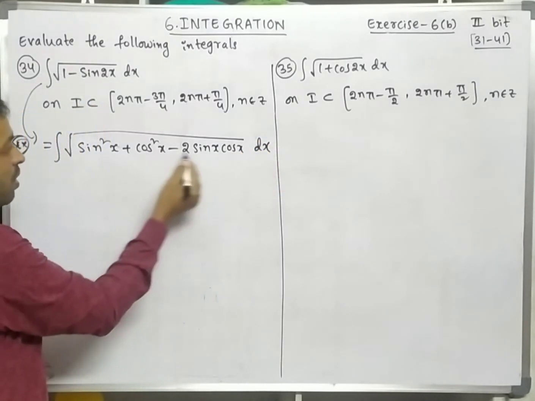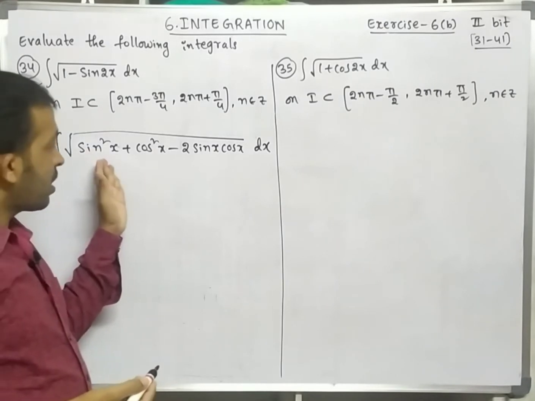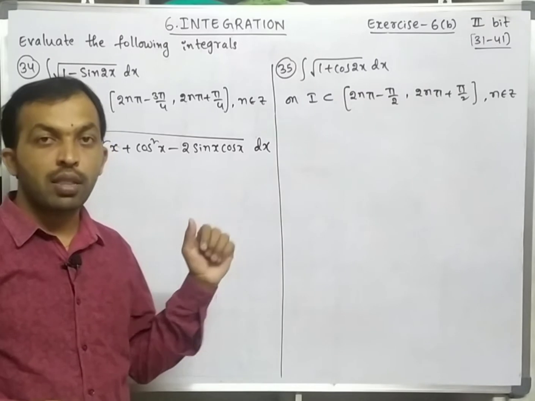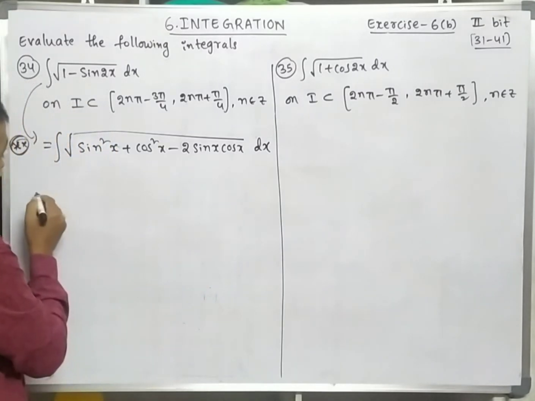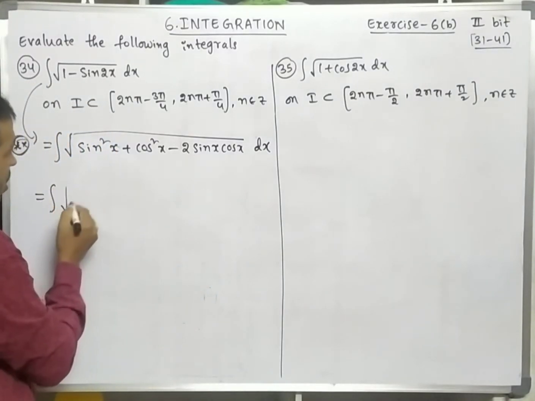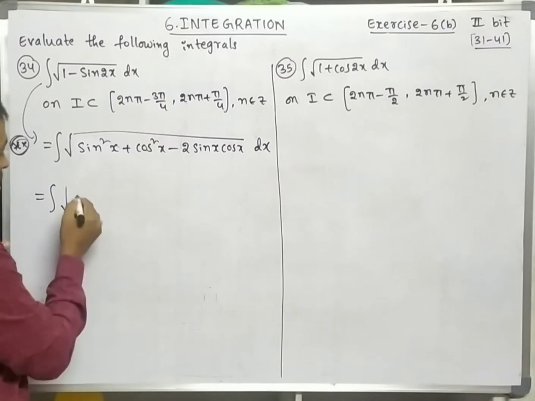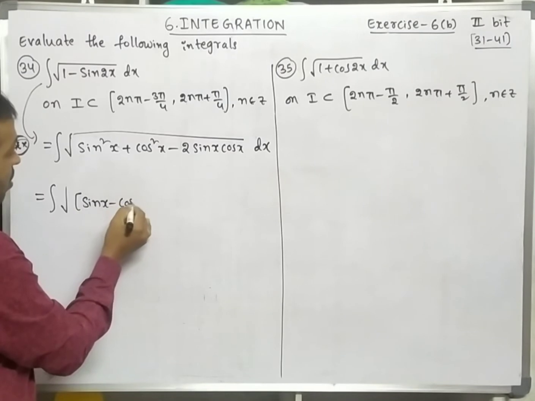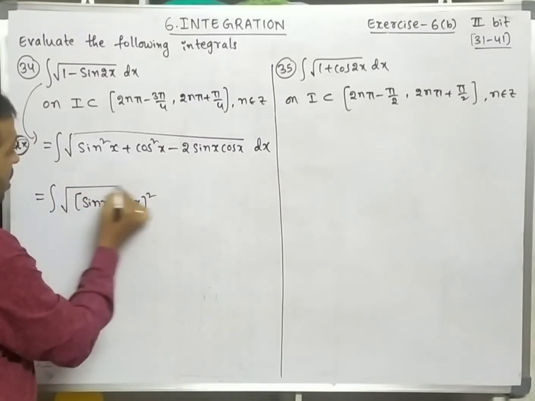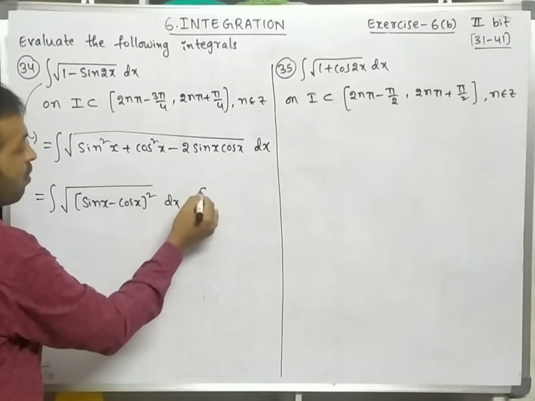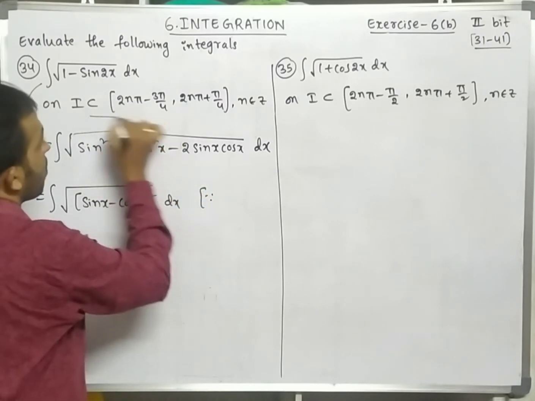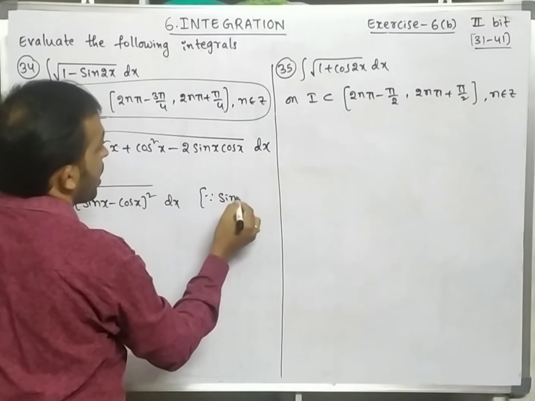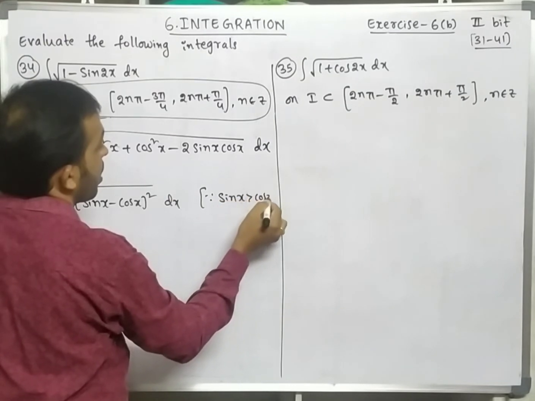Now this term is of the form a square plus b square minus 2ab. What is the formula? A minus b whole square. Here we have to use one condition. So a minus b whole square, I am writing like this: sin x minus cos x whole square dx. Why? Because in this interval sin x is greater than cos x.